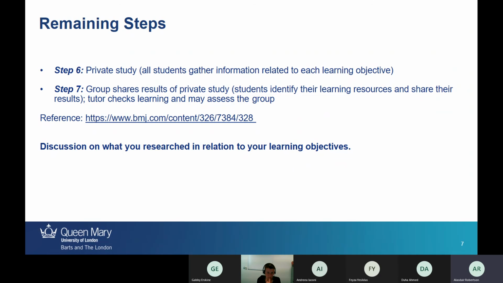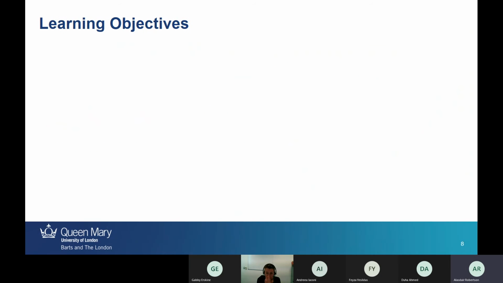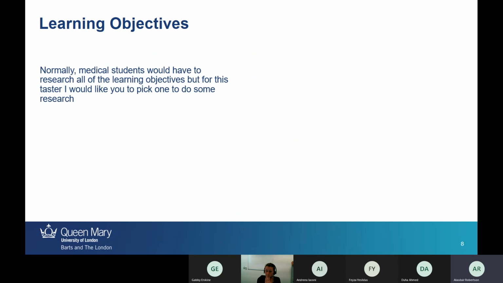And then the final step would be sharing the results of the private study. And then the tutor would check the learning and assess the group. So now we're just going to have a short discussion on what you researched in relation to the learning objectives that I gave you last time. And these related to a scenario.